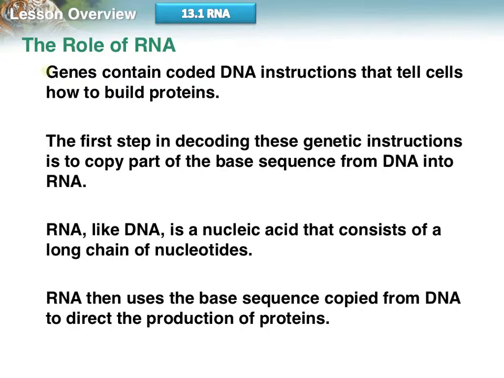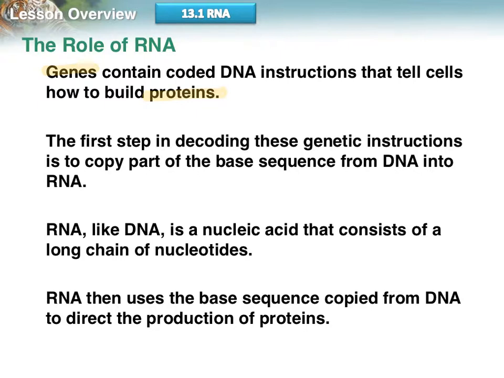A gene is a piece of DNA that contains the coded instructions that tell our cells how to build a protein. The protein then does the cell jobs. Maybe it's an enzyme, maybe it's a protein that makes our eyes blue, or something like that. But the gene is a piece of DNA that contains that coded instructions.